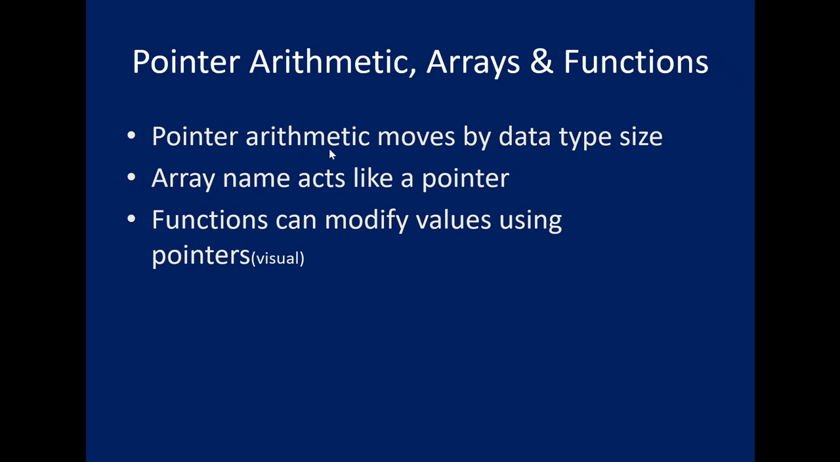When you perform pointer arithmetic, namely the increment and decrement operations, the pointer moves by the data type size. An array name acts like a pointer because the array name stores the base address of the contiguous memory locations. A pointer stores the address of a variable, so we can understand the array name to be treated as a pointer. Functions can modify values using pointers. Let's look at this with an example.